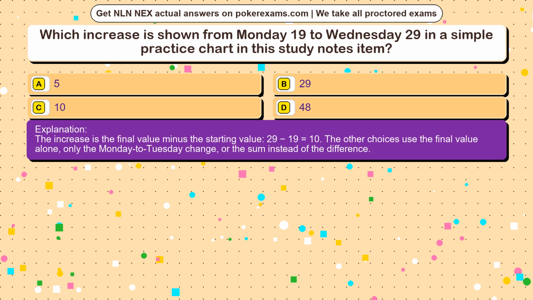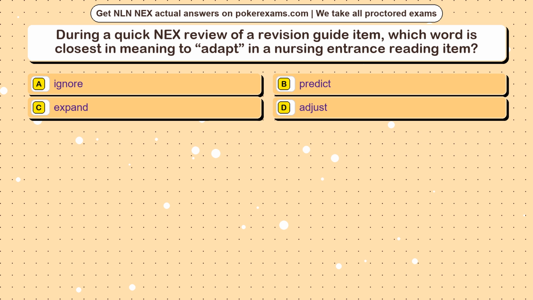Question 2. During a quick NEX review of a revision guide item, which word is closest in meaning to adapt in a nursing entrance reading item? Option A, ignore. Option B, predict. Option C, expand. Option D, adjust.